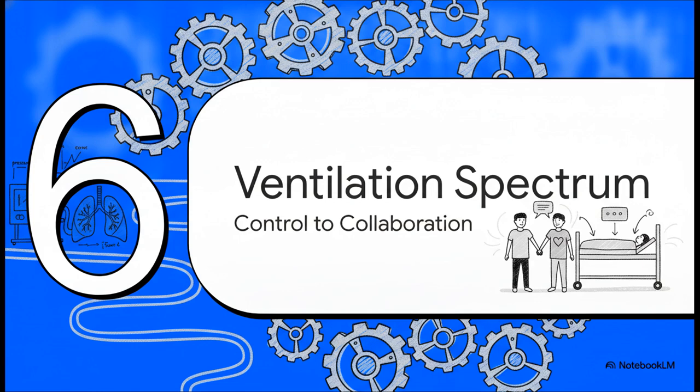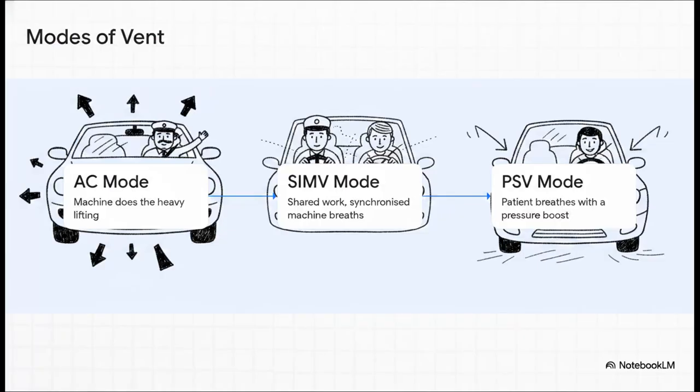Part 6. Let's review the ventilation spectrum. You can really see this journey clearly now, right? We start on the left with AC mode. The machine is the chauffeur, doing all the heavy lifting for a critically ill patient. As they start to recover, we slide over to SIMV mode, the driving instructor, sharing the workload, keeping a baseline but letting the patient practice. Finally, we hit PSV mode, the power steering, where the patient does the work themselves but gets just enough of a boost to help them succeed.